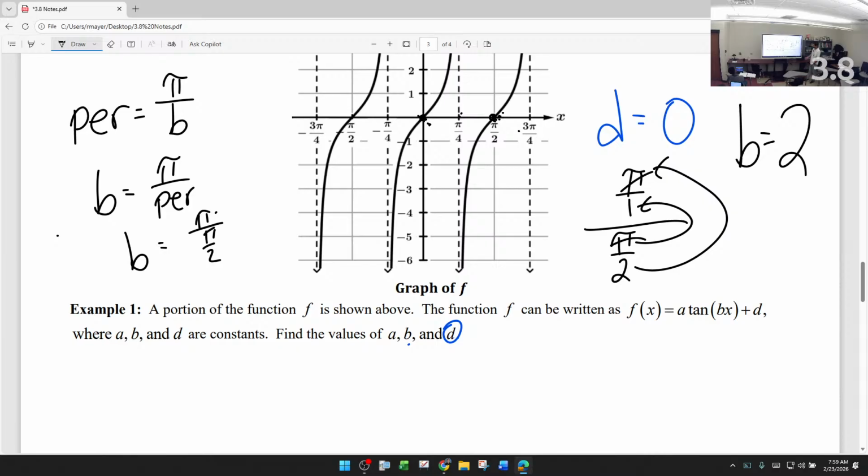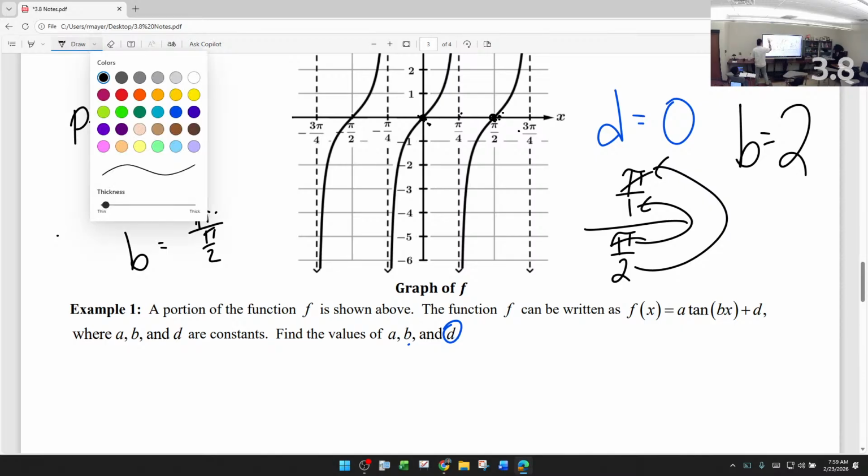Okay, I don't know how you want to do this. B is 2. That means it's going twice as fast. Normally my 1 is at pi over 4. That's the way I'm going to do it. I think it's the easiest way. How about that? Let's do that. This may take questions from you guys on Wednesday.